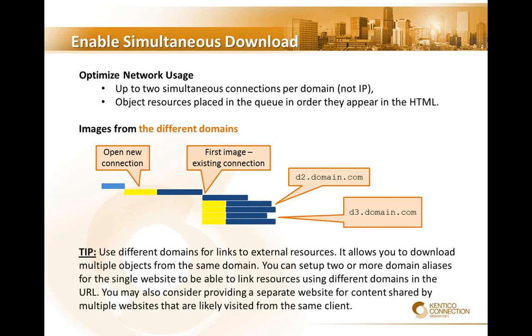So by using different domains for those external resources, you allow downloading multiple objects in parallel, and that way you shorten the total page load time. Again, keep in mind that you can point both domains to the same IP address, or in other words, to the same website. In Kentico CMS, you can achieve that very easily by specifying other domain aliases for your website.